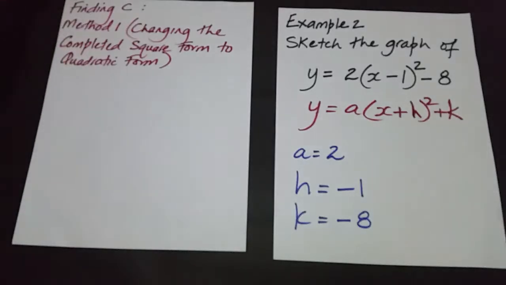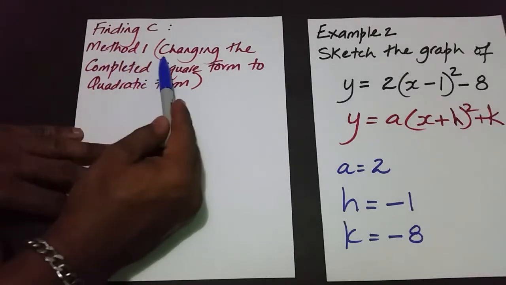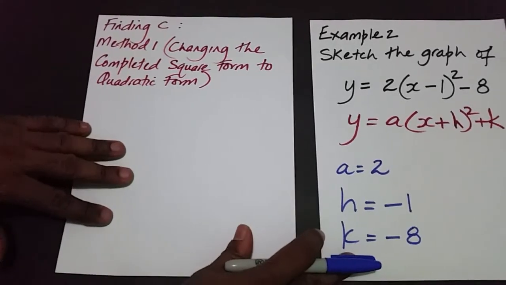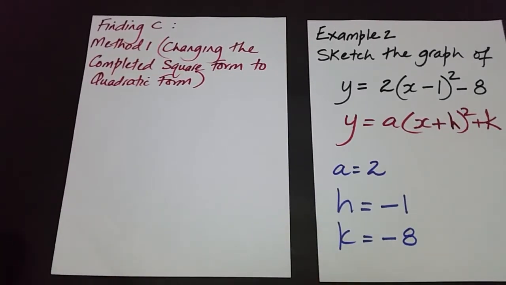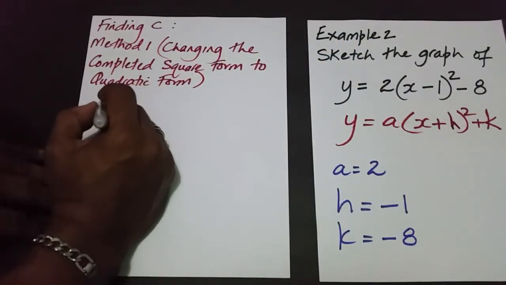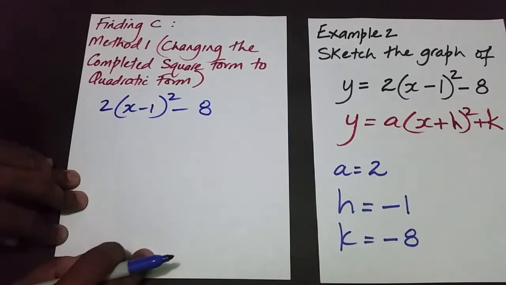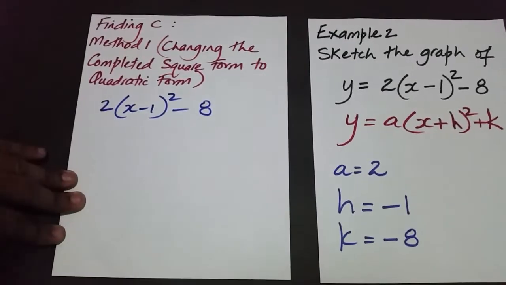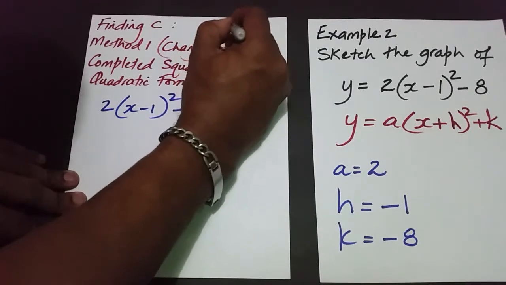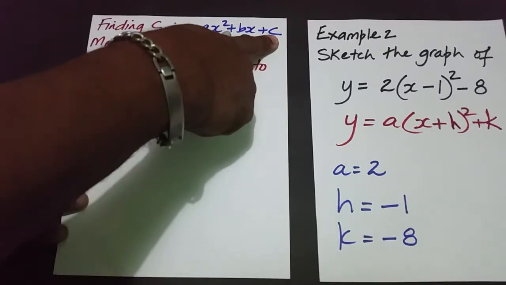And the first one that I'm going to be looking at, I'm going to call this method 1. Essentially what I'm going to be doing is changing the completed square form to the quadratic form. Very simple, and it involves essentially expansion and simplification. So again, if you look at this, you're going to have 2(x minus 1) all squared minus 8. And essentially what I want to do with this is to get it in the form ax squared plus bx plus c, and then I'll be able to see easily what the value of c is.